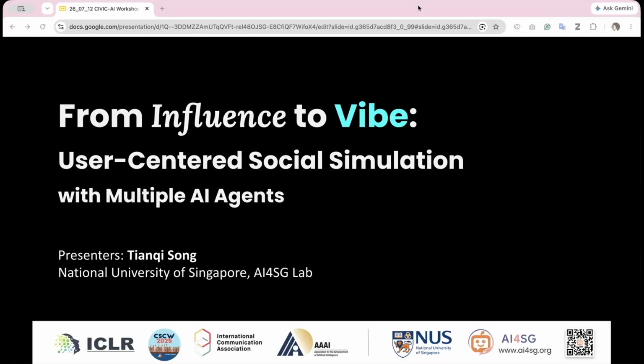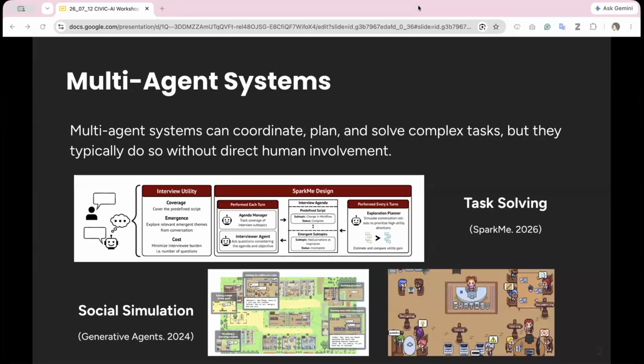So a little bit about the background. I think, as we all know, that multi-agent systems have been and still are a very hot topic in AI research. We can make AI agents coordinate with each other, divide tasks, and solve very complex problems. I think earlier today, Dr. Visha from Stanford University also shared their work about designing multi-agent systems to be effective interview tools.